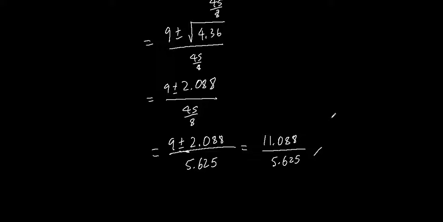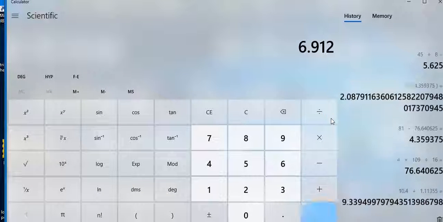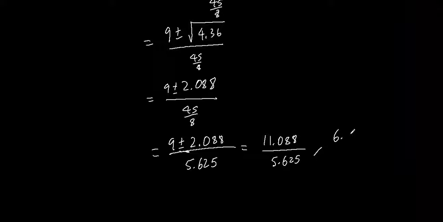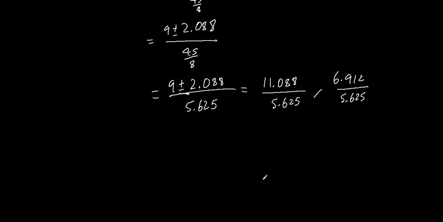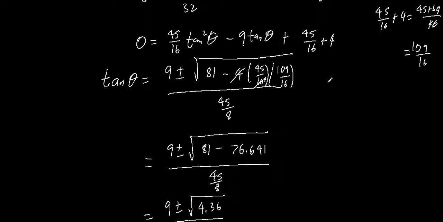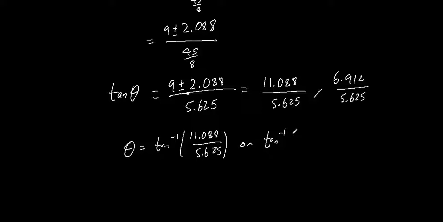My other answer that I get is 9 minus that. So 9 minus 2.088, I think, is 6.912. 6.912 all over 5.625. Okay, that's fine. Now this is what tan theta is equal to, my two numbers. So then what's theta itself? If tan theta is equal to this, then theta is equal to the tan inverse of this. So tan inverse of 11.088 over 5.625, or tan inverse of 6.912 over 5.625.